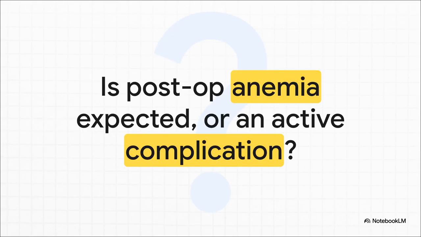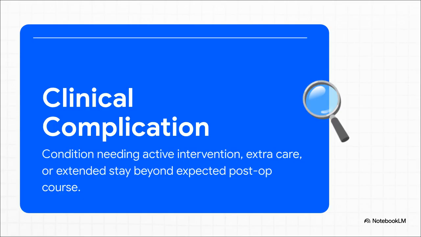But here's where you're going to face auditor challenges. Picture this. You have a patient with anemia following a major open heart surgery. A very common compliance target for payers is questioning the validity of these post-operative sequelae. So, what does this all mean for you? You must ask the clinical documentation a tough question. Is this post-op anemia just an expected transient drop in hemoglobin due to the massive surgery, or is it an active, unexpected complication?